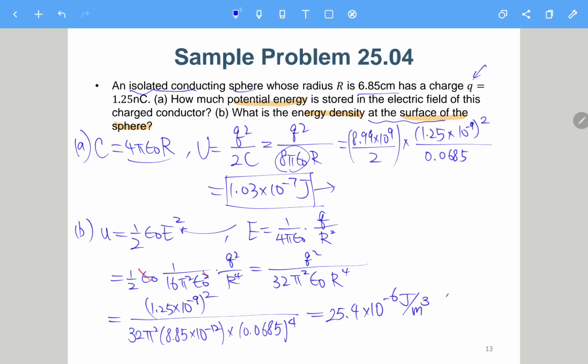Or you can just write it as 25.4 microjoule per meter cube. So both are okay. During the quiz or exam, you just need to write one. You don't need to write both.